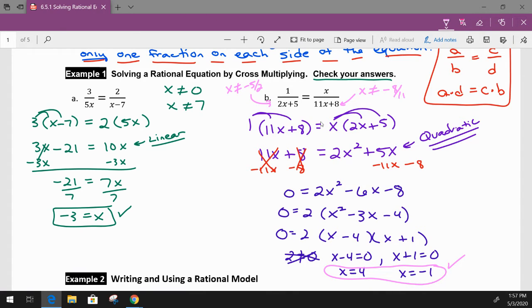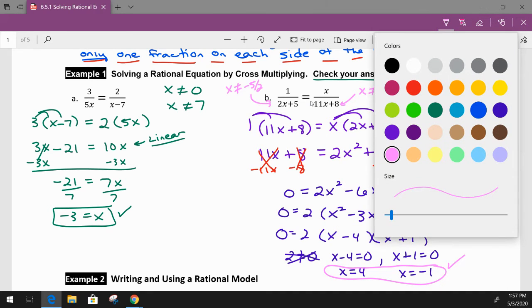And of course, you could substitute 4 back into the original equation and make sure that the left side of the equation does equal the right side. You could also do the same thing with negative 1 if you want to double check your solutions to make sure that they are correct.